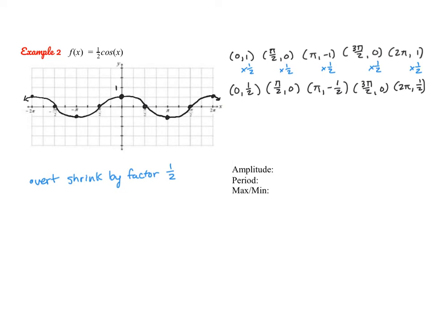So if you compare this to what the parent function looks like, so the parent function looks like this, you can see that it is simply a vertical shrink, right? Our graph isn't stretched out side to side, but it doesn't go quite as high or quite as low. So our period is still 2 pi. It still takes 2 pi radians to complete a cycle. But the amplitude has changed. So instead of having a distance of 1 to the max or minimum, you can see that the distance is 1/2. So really that a value is always going to be our amplitude. So our amplitude is 1/2, and the maximum value is positive 1/2, the minimum value is negative 1/2.